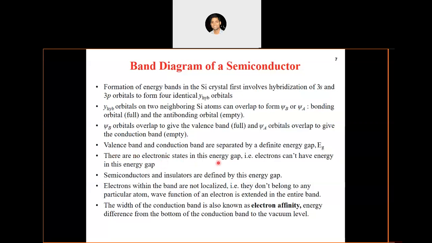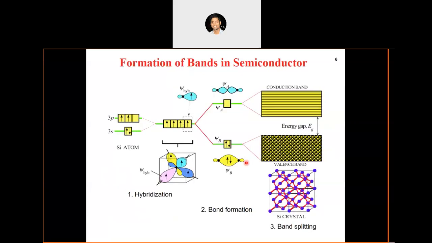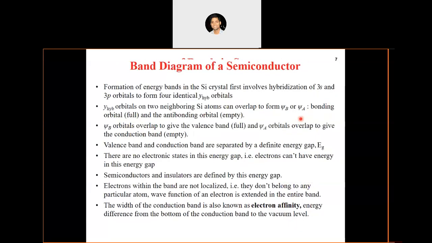There are no electronic states in this energy gap. So this energy gap does not have any energy states. So basically electrons cannot have energy in this energy gap, because if there are no energy states in this energy gap, the electrons cannot occupy any of those states, so they cannot have energy in this energy gap. Semiconductors and insulators are defined by this energy gap, which I just discussed.